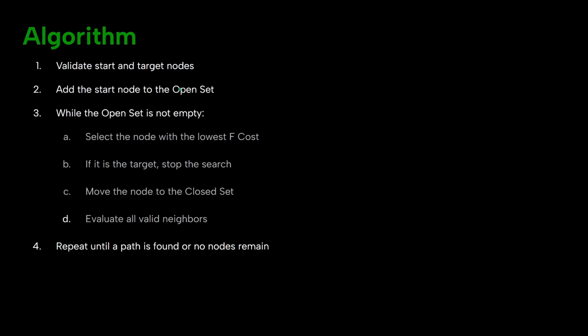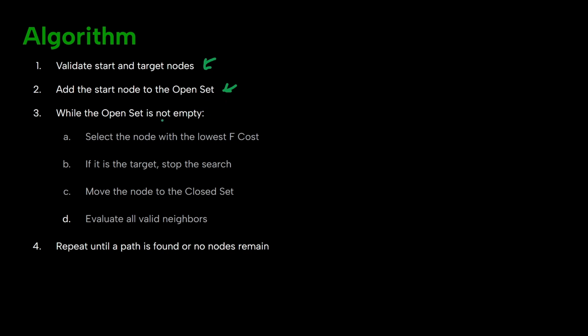Right. So the algorithm is quite simple. Basically, it contains 4 major steps. The first one is that we have to validate the start and target node to determine whether they are valid cells that can perform the pathfinding. And then we have to push the start node to the open set, because that's the very first node that we are going to use for the pathfinding.